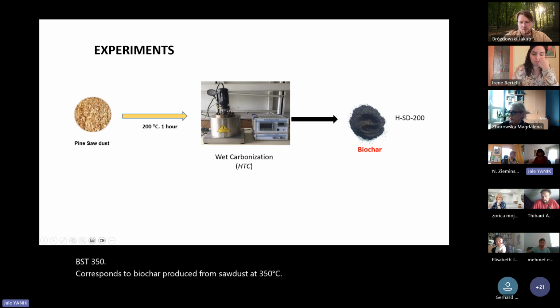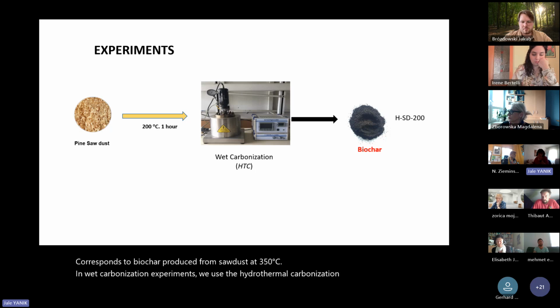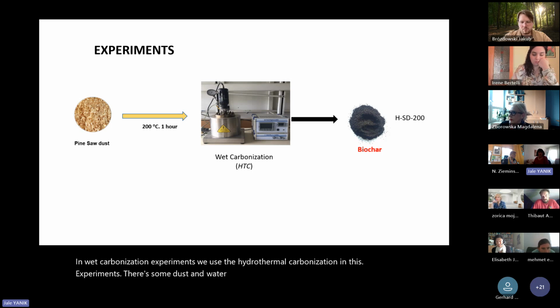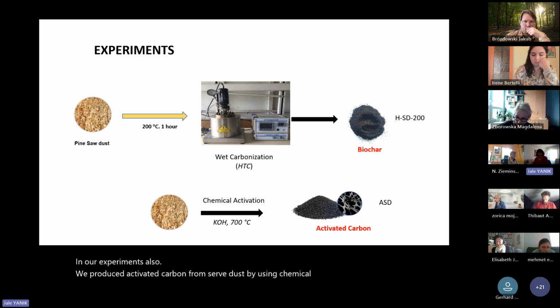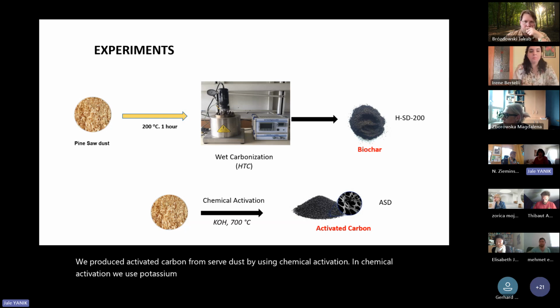In wet carbonization experiments, we used hydrothermal carbonization. In these experiments, the sawdust and water are mixed and carbonized in an autoclave under autogenous pressure at 200 degrees Celsius for 1 hour. In our experiments, we also produced activated carbon from sawdust by chemical activation. In chemical activation, we used potassium hydroxide, and the temperature was 700 degrees Celsius.